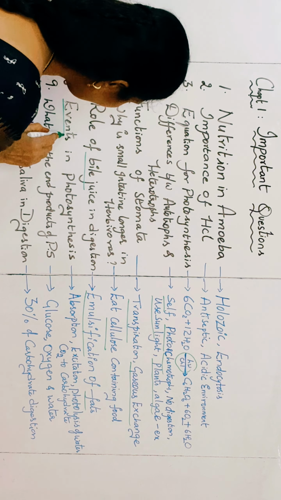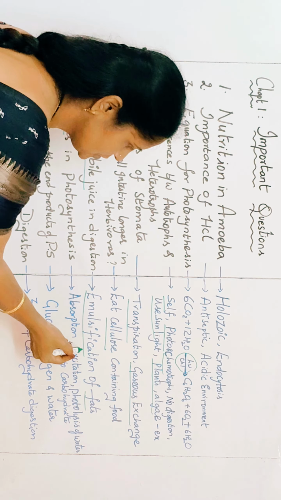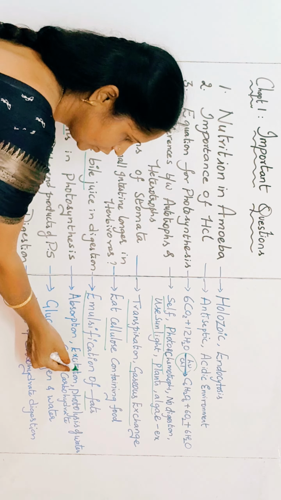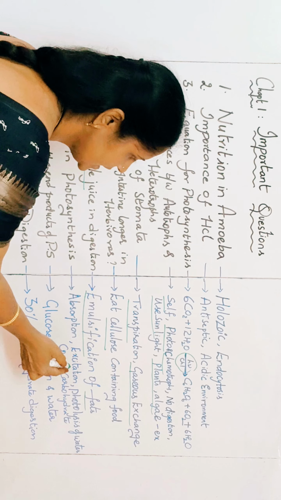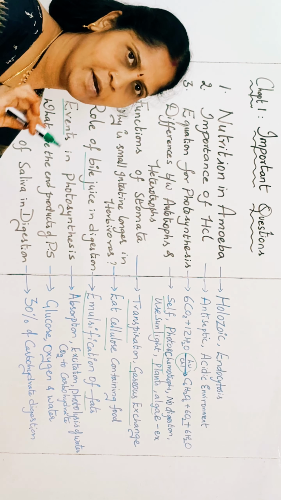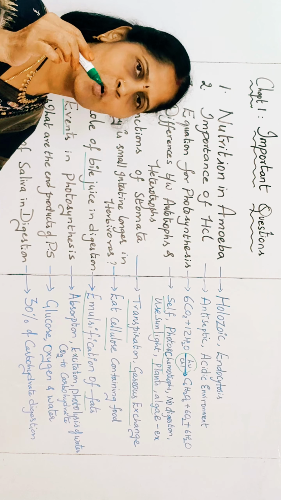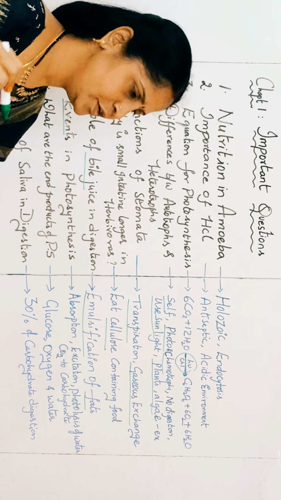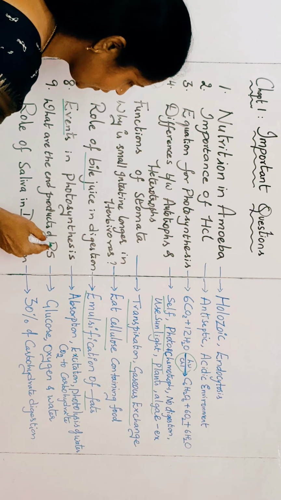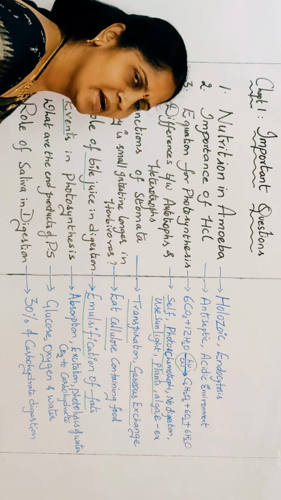Then what are the events in photosynthesis? So there is absorption of light by chlorophyll molecule, excitation of the chlorophyll molecule, photolysis of water, and carbon dioxide will be reduced to carbohydrate. So these are the events which will be called light reaction and dark reaction. For more information, you can refer to the YouTube video. Then what are the end products of photosynthesis? Glucose, oxygen, and water.